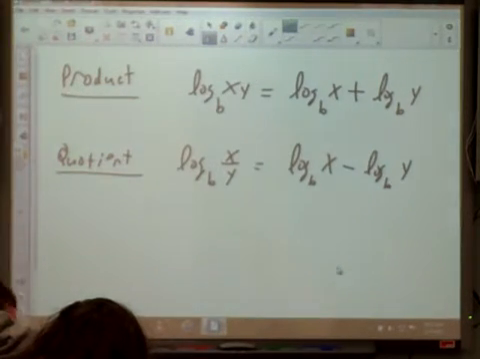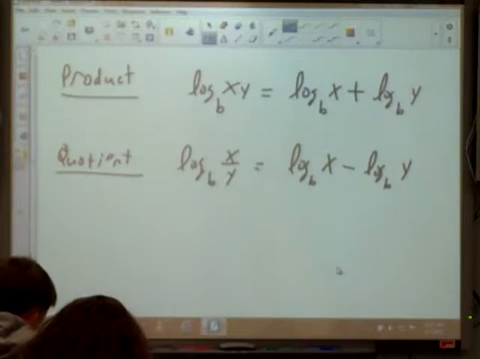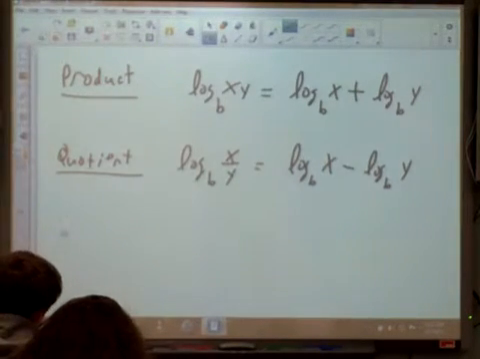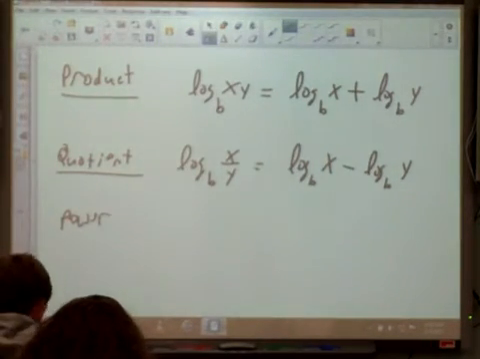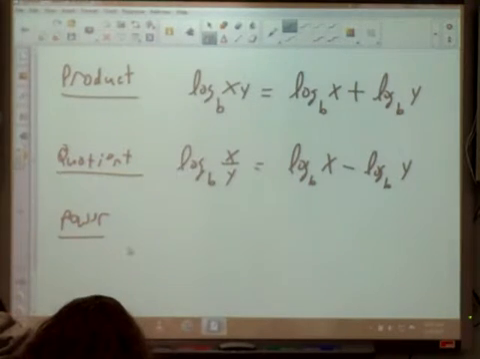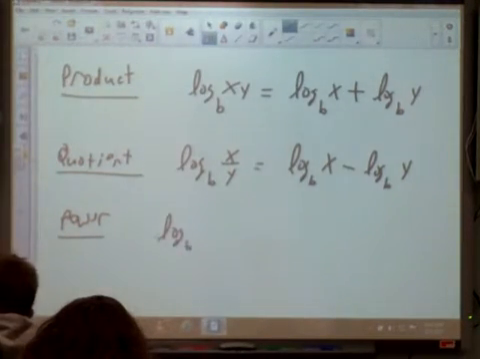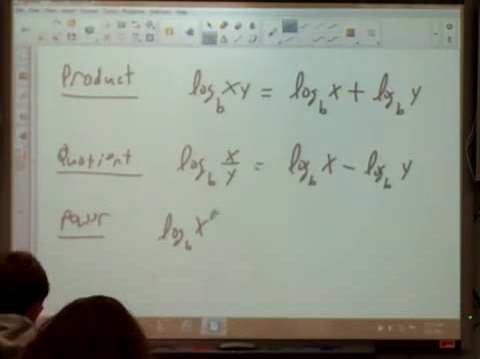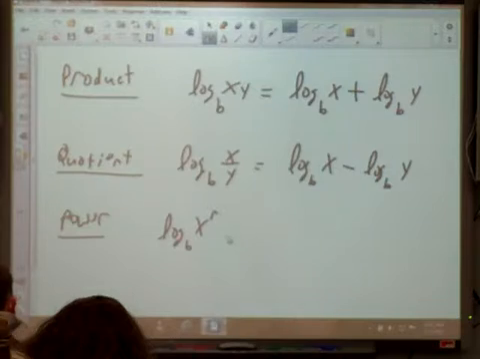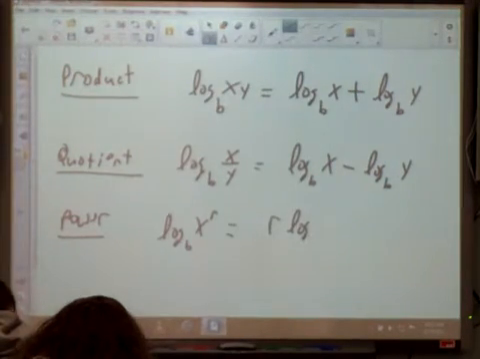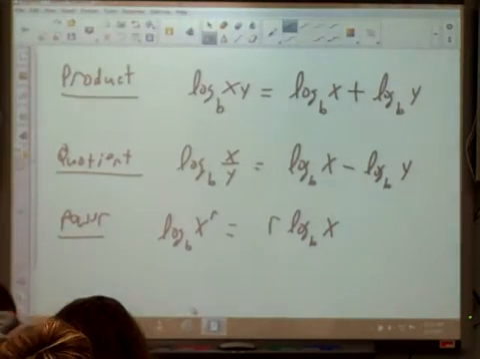Okay. Then the third is the power rule. Power means we got a power or an exponent, however you want to say it. If we had log base b of x to the r, a power comes down in front of the entire log. So this would be the same as r times the log base b of x. You just bring the power all the way down to the front.